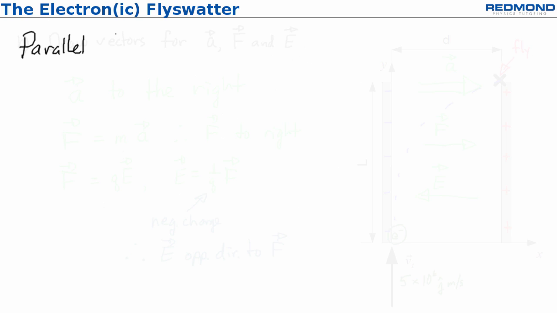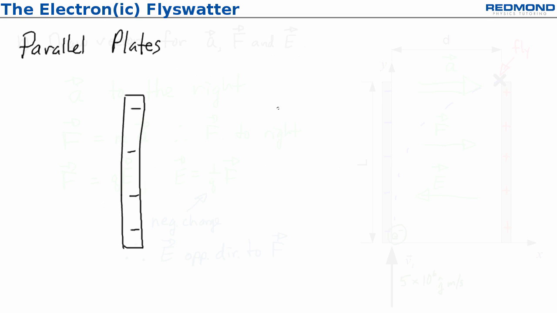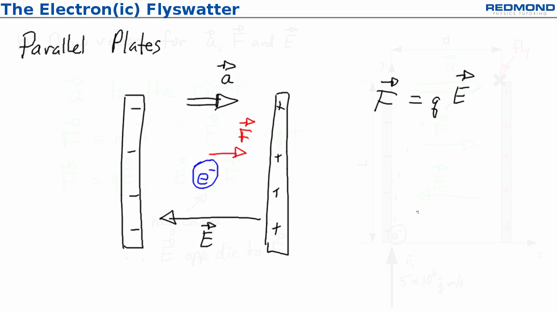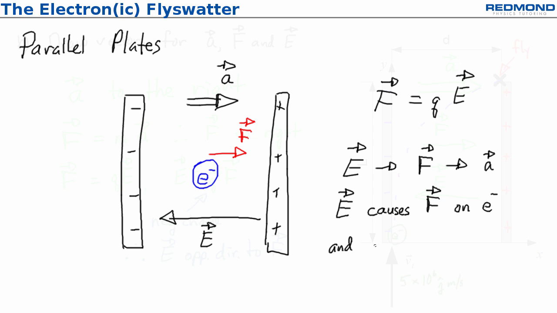These directions match what I'd expect from parallel plates of opposite charge. The electric field goes from positive to negative. Here, that's to the left. F is equal to QE, and since Q is negative, F should be to the right. Force causes acceleration, so acceleration is also to the right. Going from E to F to A matches what actually happens. The electric field causes an electric force to act on the electron, and that force causes the electron to accelerate.